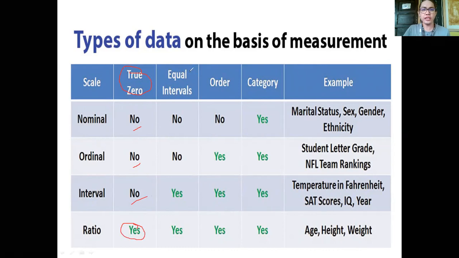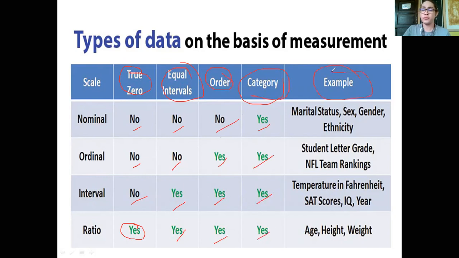Yes. For the equal intervals, for nominal, no. For ordinal, no. For interval, yes. And for ratio, yes. And for the order, of course, only the nominal does not need to be ordered. So it's no. Ordinal, yes, it must be. For interval, it must be also. Ratio, of course, it needs to be in order. So for the category, as you can see, nominal is very well known to be categorical. So it's yes. For ordinal, yes, it could be also. For interval, yes. And for the ratio, yes.